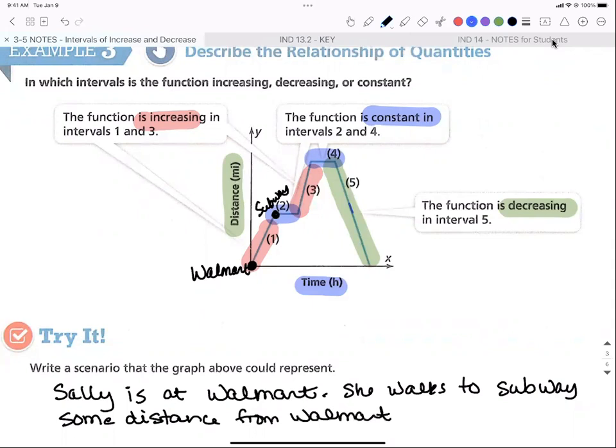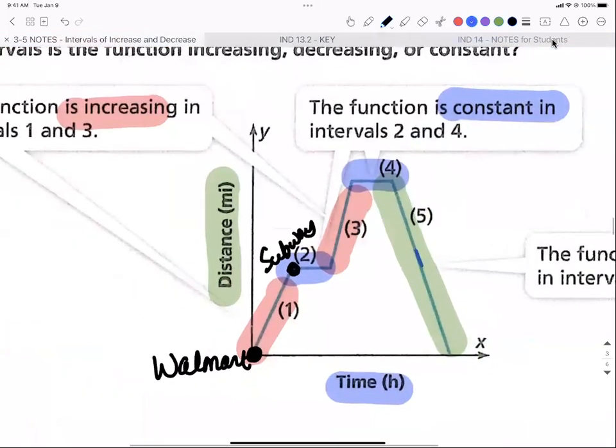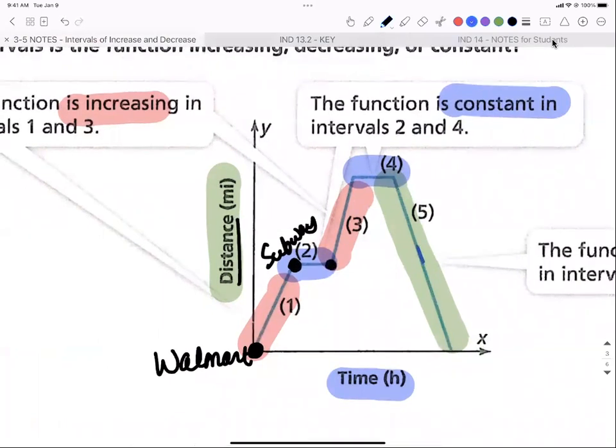All right. Now this is where you got to think about what a flat constant spot means. Think about this. This is distance from Walmart, right? If she's this amount of distance from Walmart at the beginning of the segment, and she's the same distance away from Walmart at the end of that interval, what was she doing at Subway for that amount of time? Was she still moving? Was she still getting further away from Walmart? Was she getting closer to Walmart? She was what?